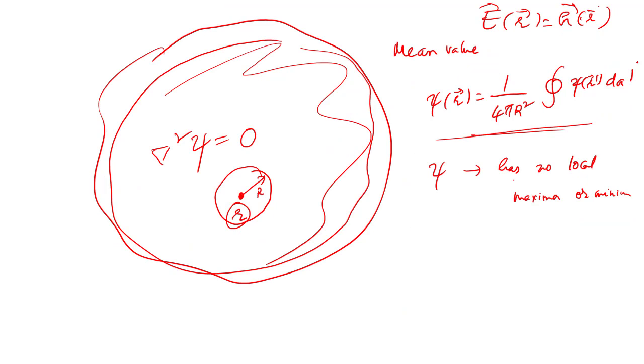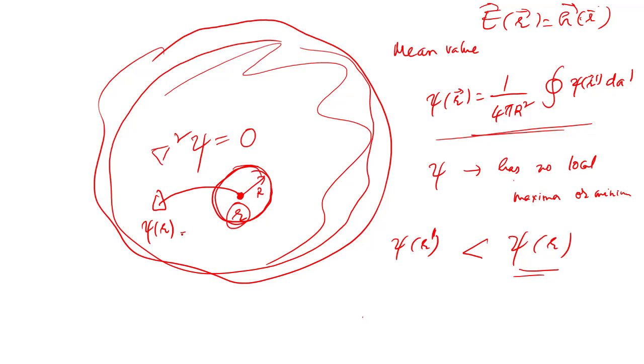So if I suppose that there is psi of R that is indeed a local maxima or minima, then on the sphere, if I take psi of R prime, that psi of R prime should always be less than psi of R if psi of R is a local maxima, right? So for example, let's say at the center, psi of R is indeed a local maxima, let's say its value is something like 100, right?